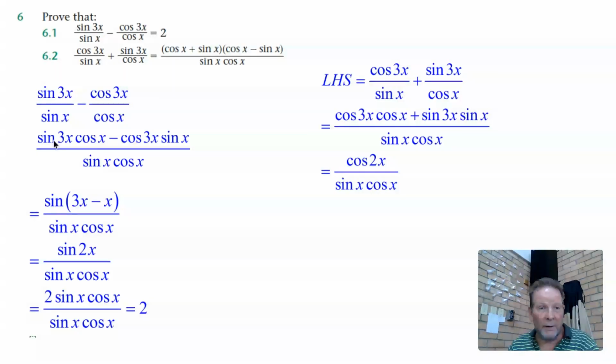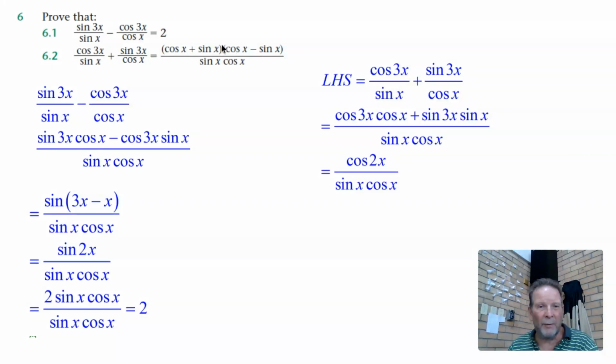That's sine, cos, cosine, and this one looks like the cos one, where it's the cos of 3x minus x. That's right, the opposite of that plus, which is the cos of 2x. And what's the cos of 2x? It's cos squared minus sine squared.